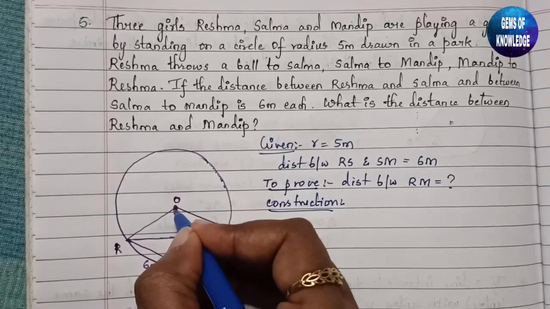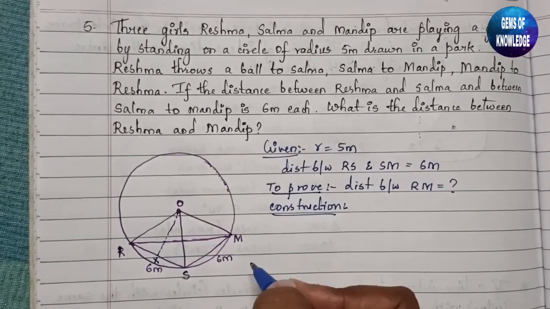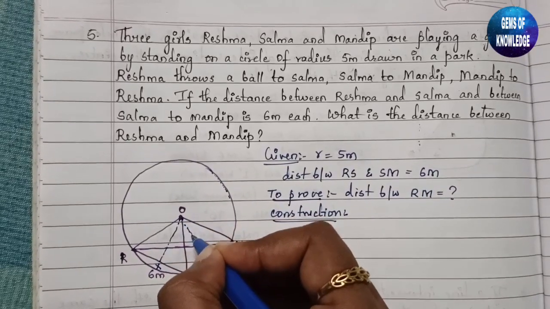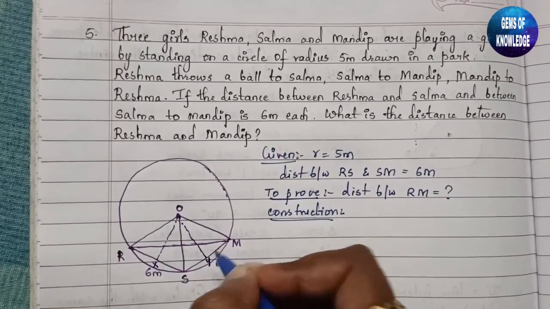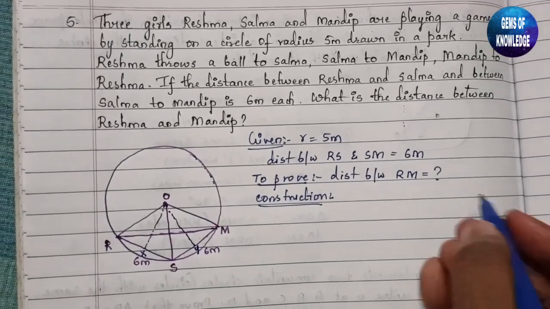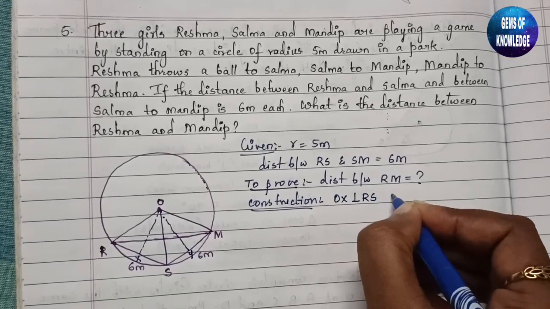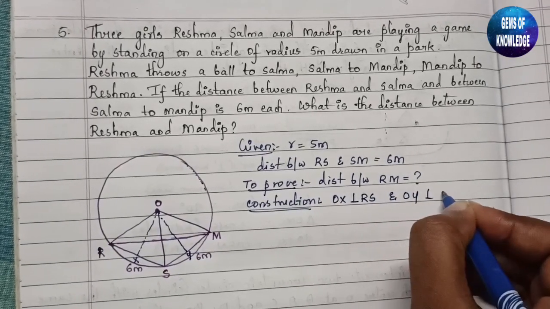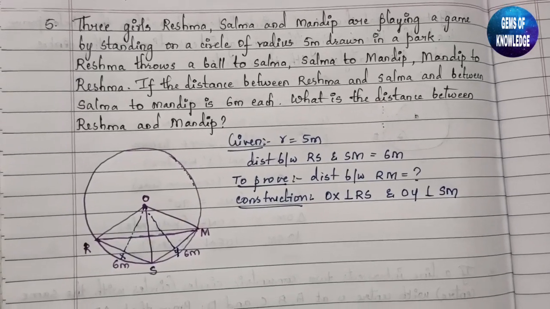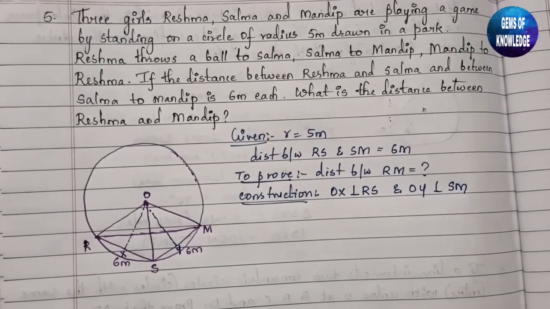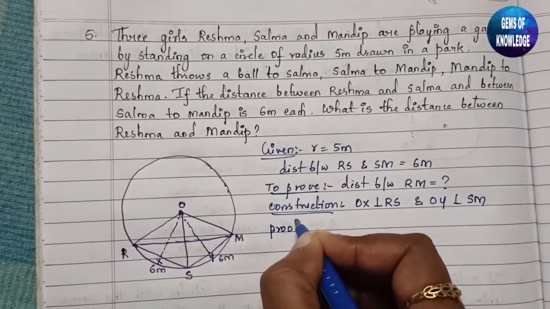We will join this, draw a perpendicular bisector over here and name this X, and one more perpendicular bisector to this SM and name this Y. So OX is perpendicular to RS and OY is perpendicular to SM. We will do this construction. Then let us start with the proof.